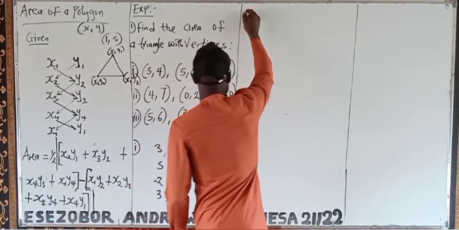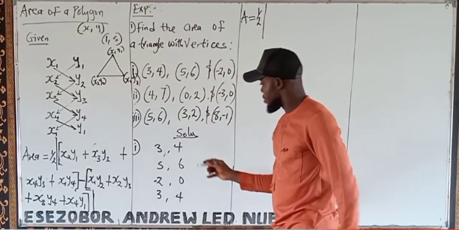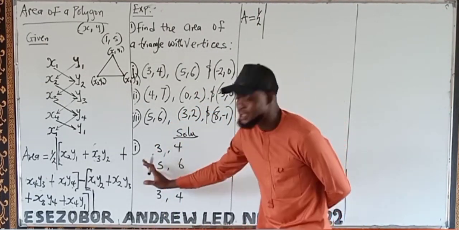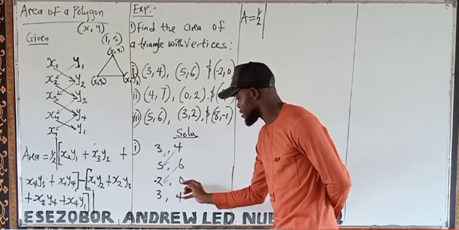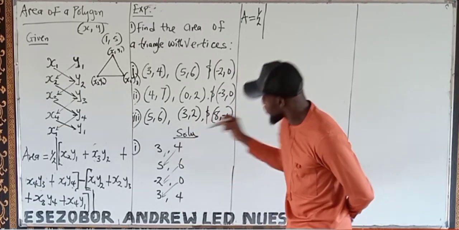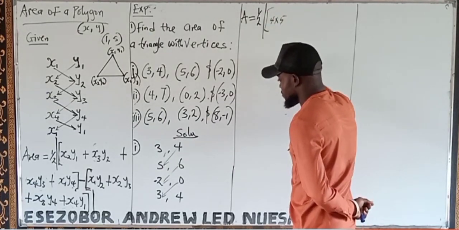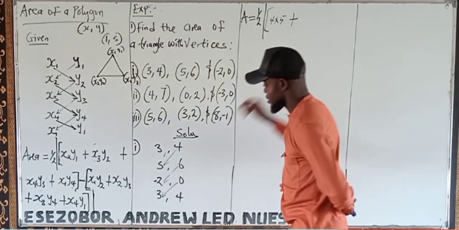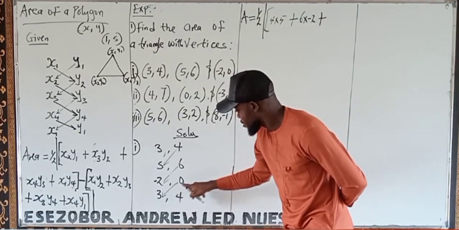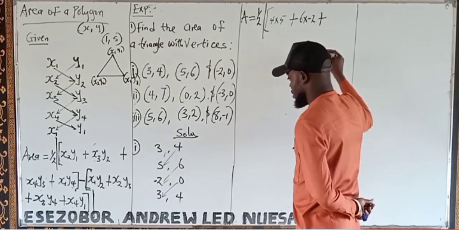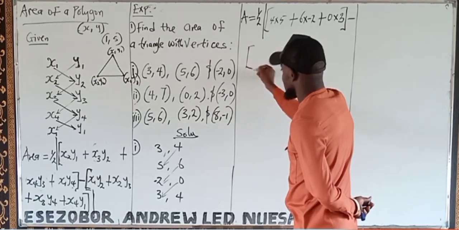The area will now be equal to half the magnitude of... You are taking the magnitude. I'm going to start on this side. So this one times this: 4 times 5, that's the first thing, plus 6 times minus 2, plus 0 times 3. Then minus, let's go back to the other side.